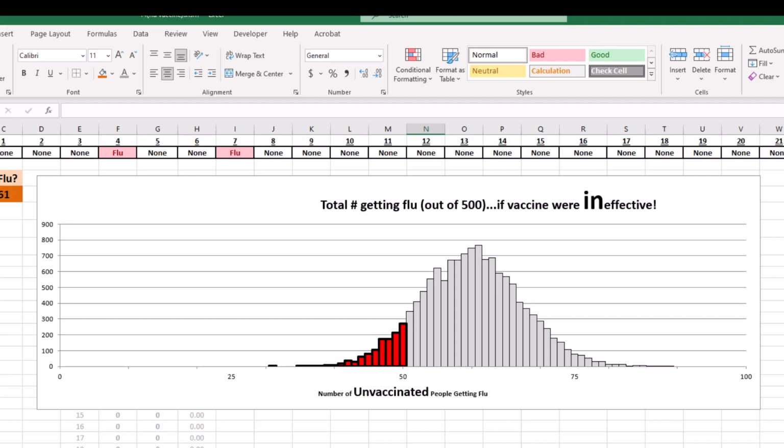Now, what are all those red bars? Well, those red bars are all the instances where 50 or fewer people got the flu out of 500. So it looks like somewhere around almost 300 people, 271 people got it 50 times, and so forth and so on. So if you look at the entire curve, there's not a whole lot of area that's in the 50 or fewer.